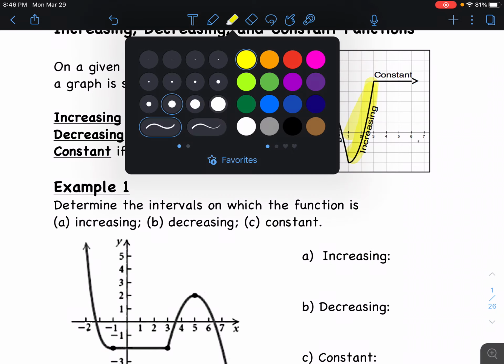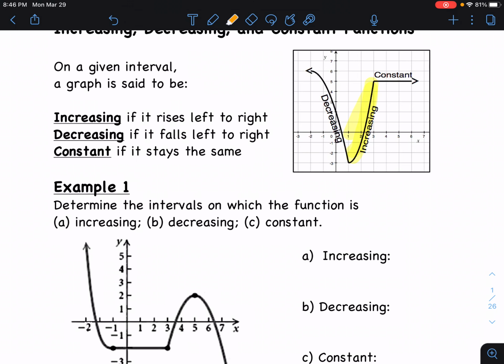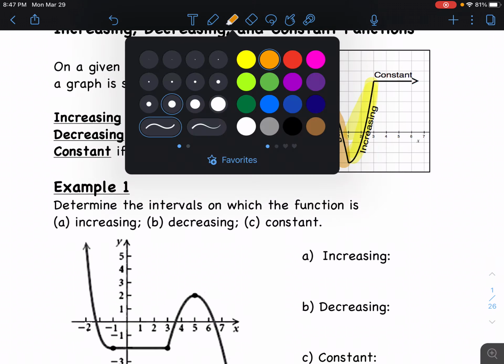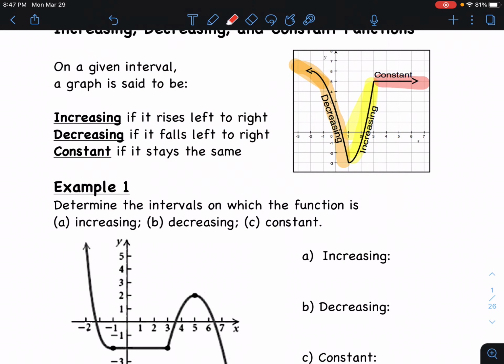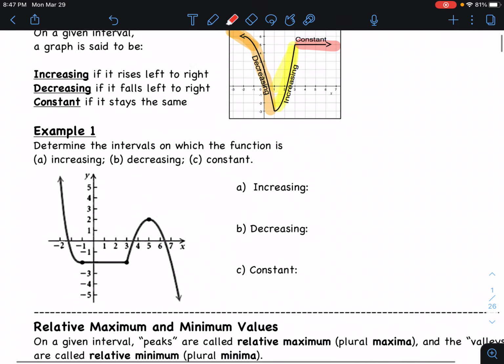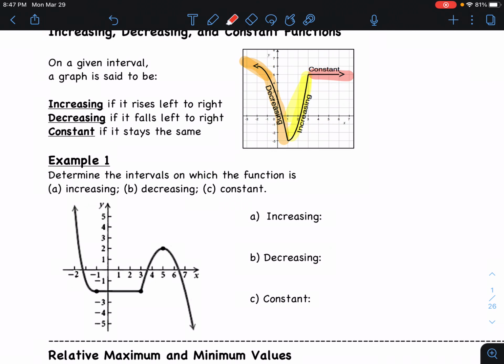It is decreasing if it falls from left to right, so going down, that would be a decreasing interval right there. And then constant is horizontal, that would be if it stays the same, that would be that guy there. So in example 1, we are going to name the intervals on which the function is A, increasing, B, decreasing, or C, constant.